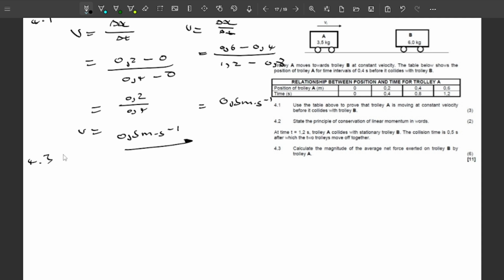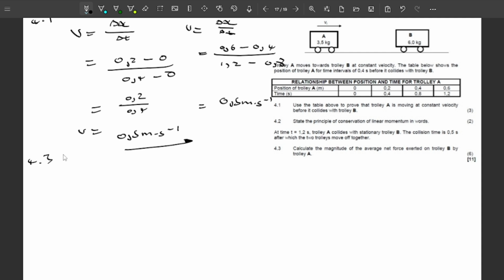The definition of the principle of conservation of linear momentum states that the total linear momentum of an isolated system remains the same. I repeat, the total linear momentum of an isolated system remains the same. Right, so now coming to 4.3, which is the last question, it states that at time t equals 1.2 s, trolley A collides with the stationary trolley B.